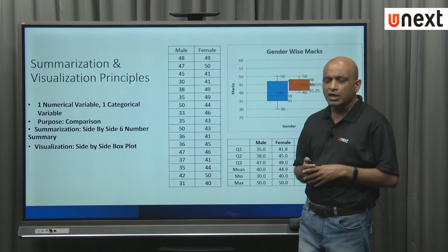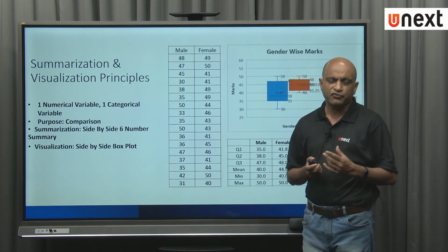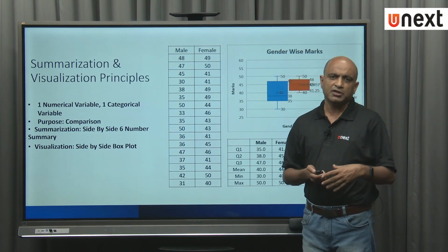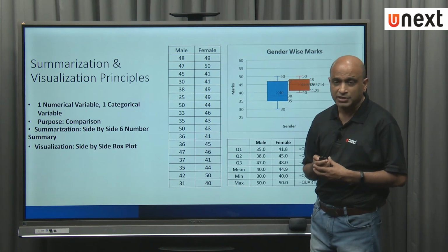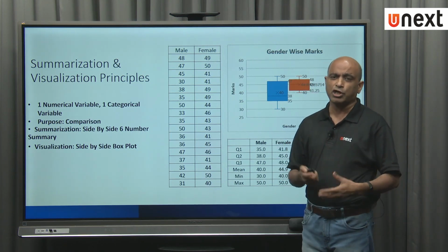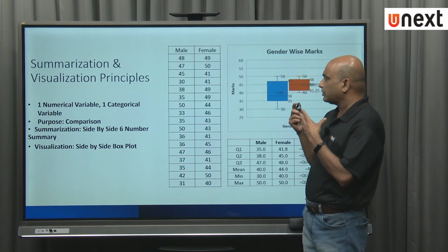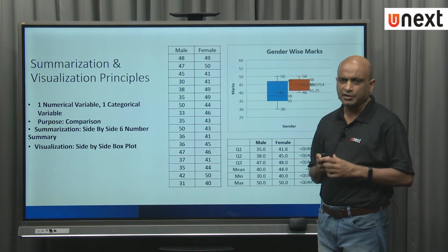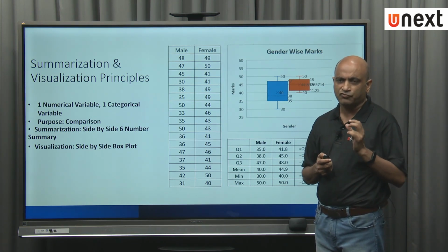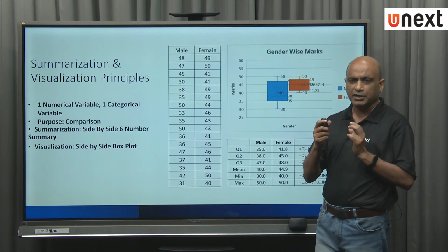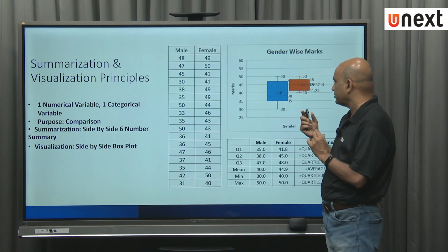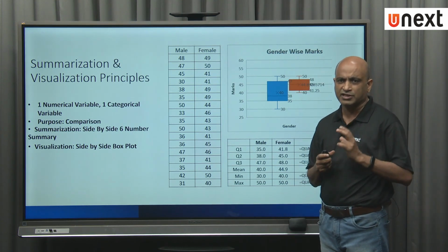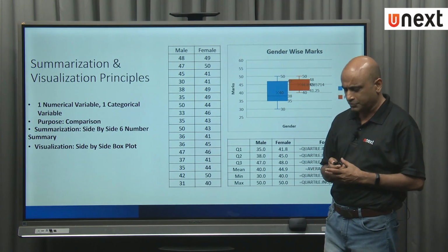Now, I've got another scenario where I've got one variable which is categorical, let's say gender, another variable which is numerical, let's say marks, and I would like to compare marks across gender, right? So for this, I would like to use a side by side box plot that will tell me, for example, who has got better marks, is it women or is it men, okay, and where the variation in marks is more, is it in men or is it in women, right?